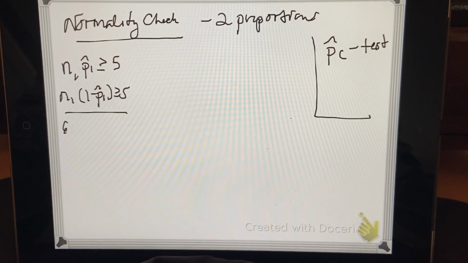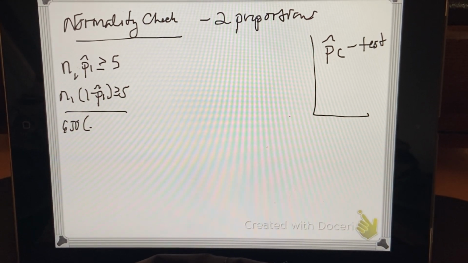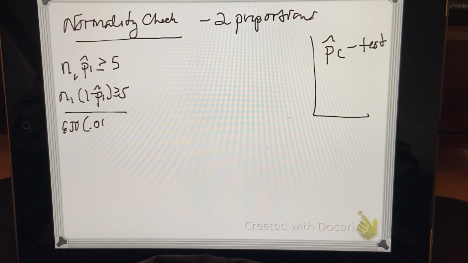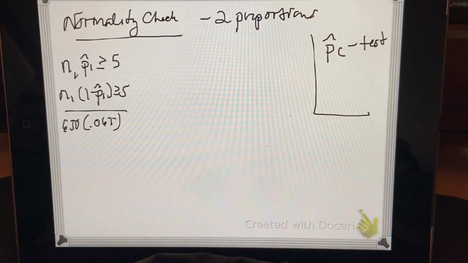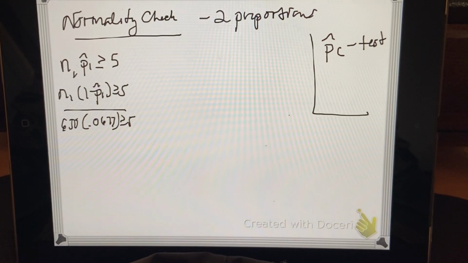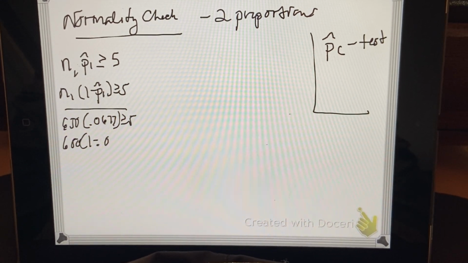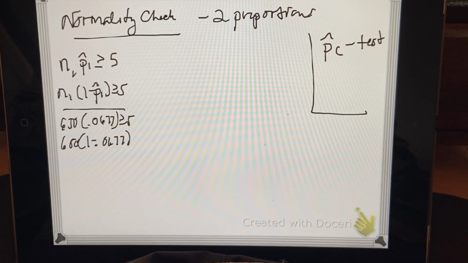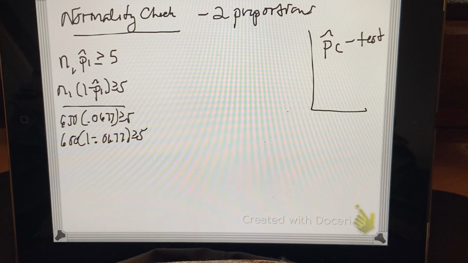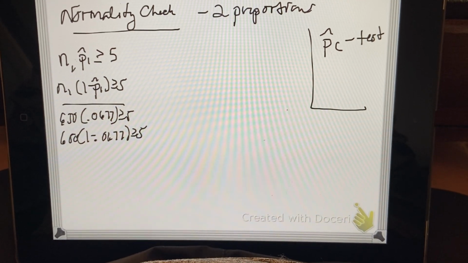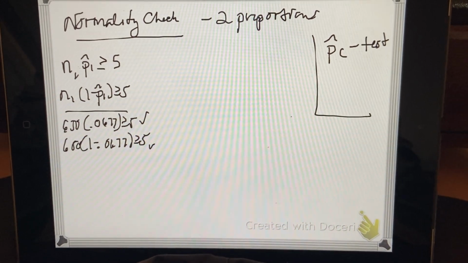So 650 times p-hat 1, 0.0677. And then 650 times 1 minus 0.0677. All right. So 6.7% of 650 is definitely greater than or equal to 5. And the second one's greater than or equal to 5.